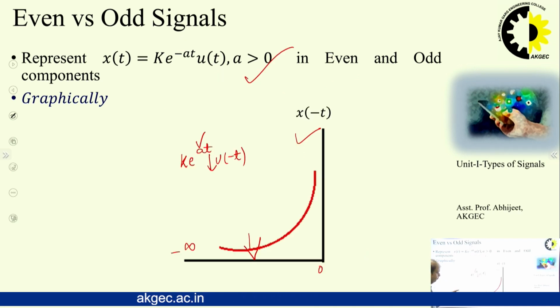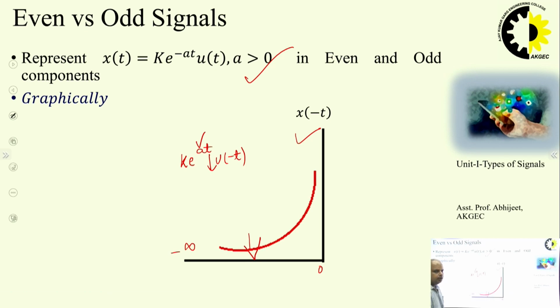Now the second part that needs to be subtracted or added as per the definition is x of minus t. What is x of minus t? Reversal of the signal about the y-axis. We are taking the mirror image about the y-axis. So whatever the signal was, it is a mirror image of that. It is decreasing in time still, because the time itself is negative in this case. So in the second quadrant, it is decreasing.